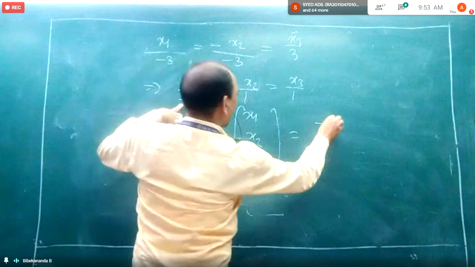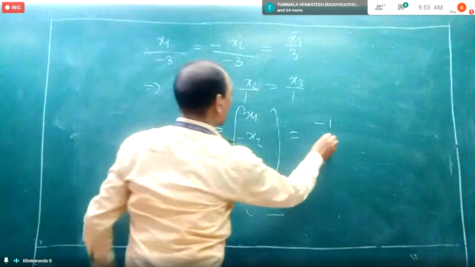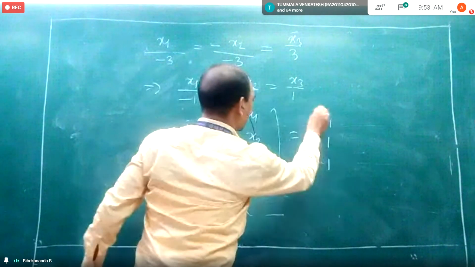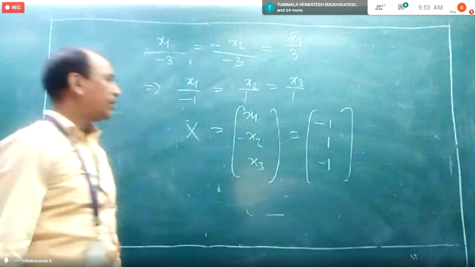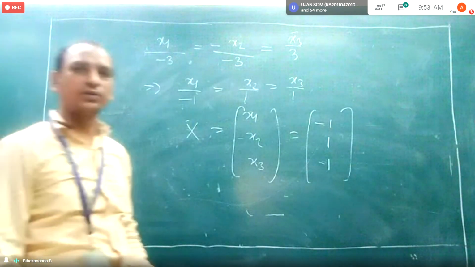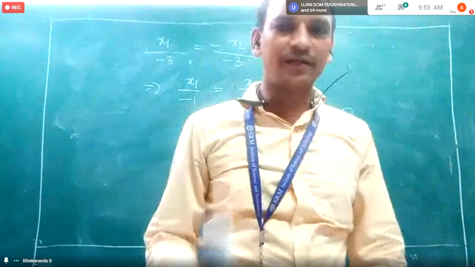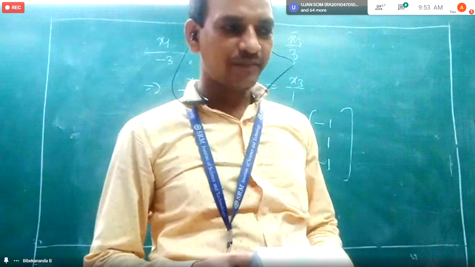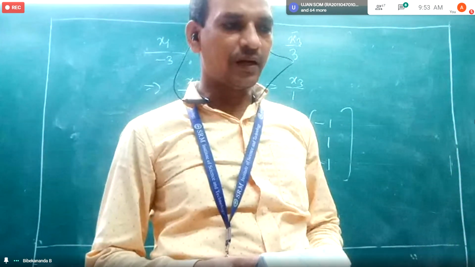x1 is nothing but minus 1, x2 is nothing but 1, x3 is nothing but 1. So this is the matrix corresponding to lambda equal to 1. Is it fine? Yes, sir. This is Cramer's rule.